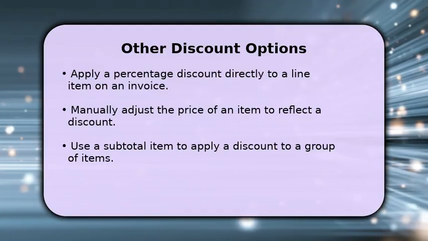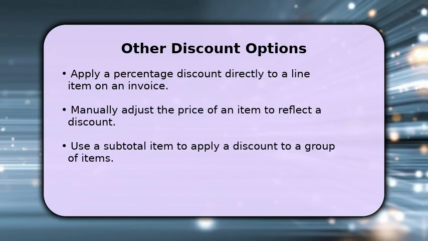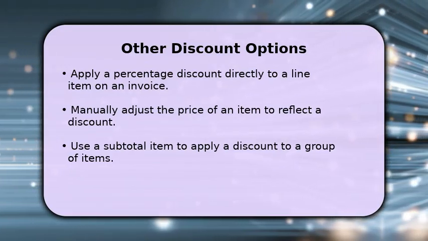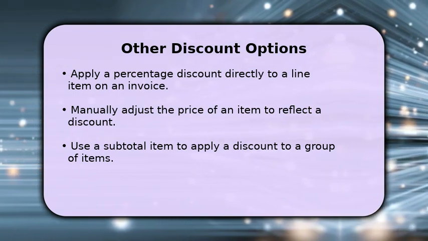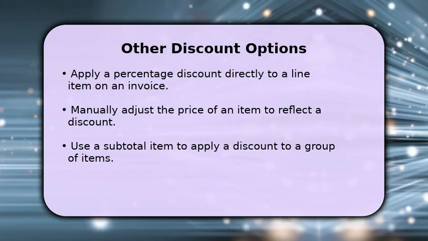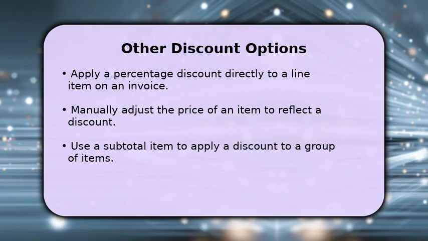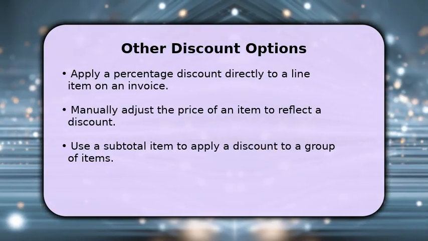Beyond creating a specific discount item, QuickBooks offers other ways to apply reductions. You can directly adjust the unit price of an item on an invoice to reflect a discount. Alternatively, you might use a subtotal item to group several items together, then apply a single discount to that subtotal. This flexibility allows you to choose the best method for each unique sales situation.